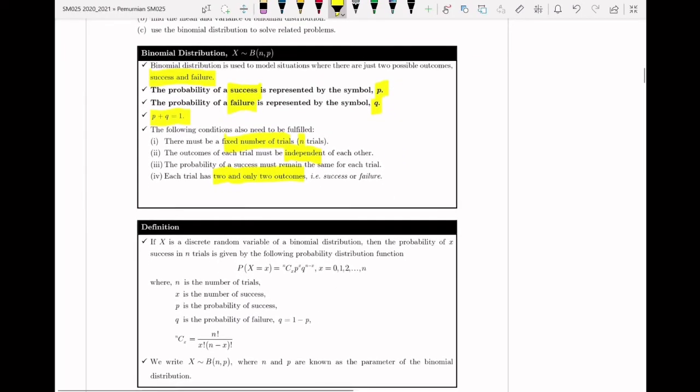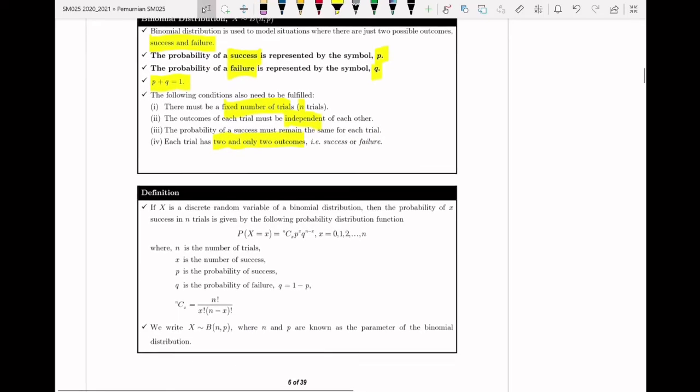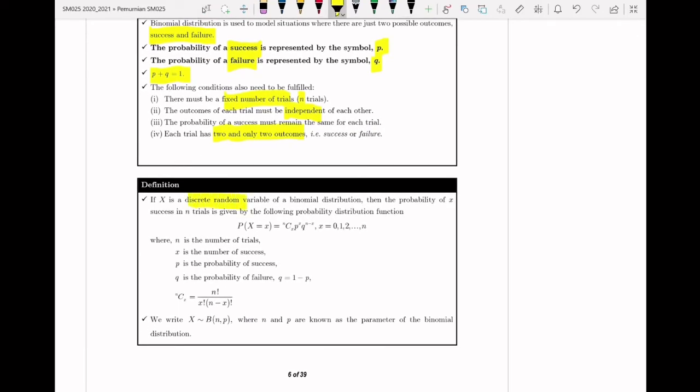And for binomial distribution, we must know that it is a discrete random variable, and we have a formula to find the probability of success. The formula is P(X = x) equals nCx times p to the power of x, q to the power of n minus x, where n is the number of trials, x is the number of successes, p is the probability of success, q is the probability of failure, which is 1 minus p.